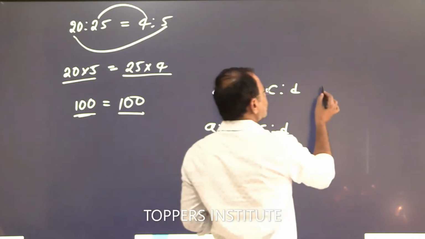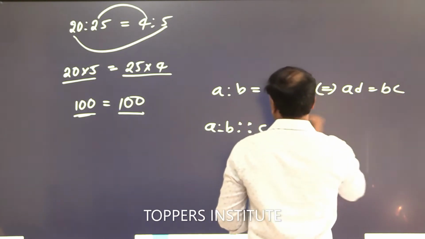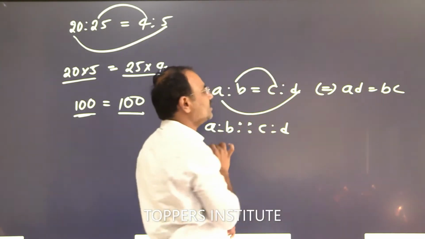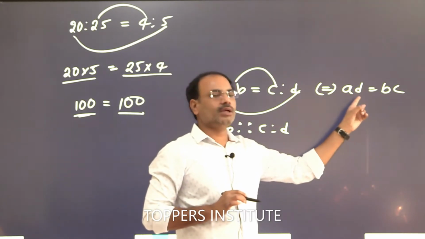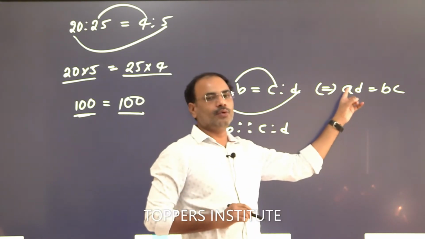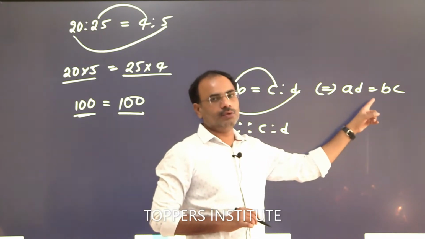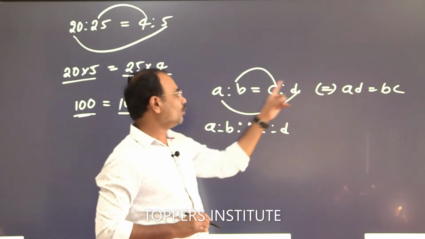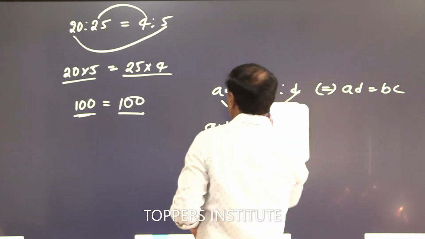If you have A is to B is equal to C is to D, then you can write AD is equal to BC, that is, product of extremes is equal to product of means. This we call proportional theorem. Simply, if two ratios are equal, then you can write AD is equal to BC. The only thing to remember: if you have AD is equal to BC, then you can write A is to B is equal to C is to D. This is called proportional theorem.